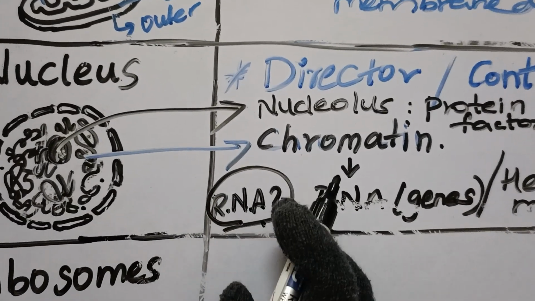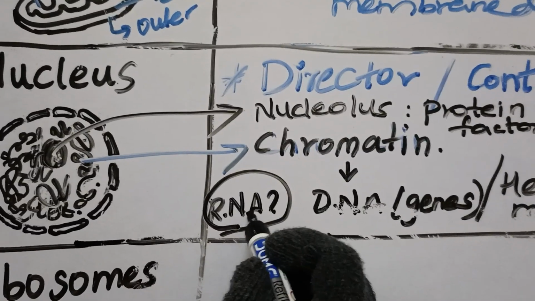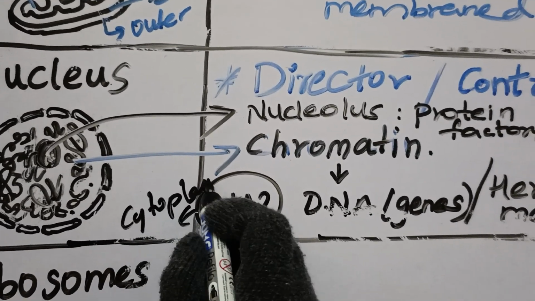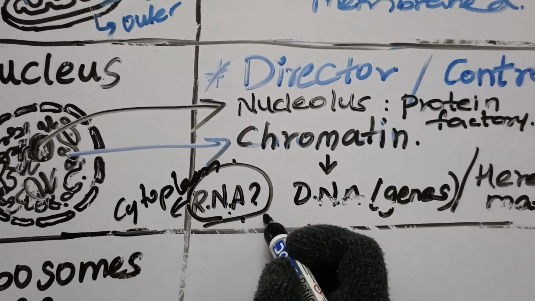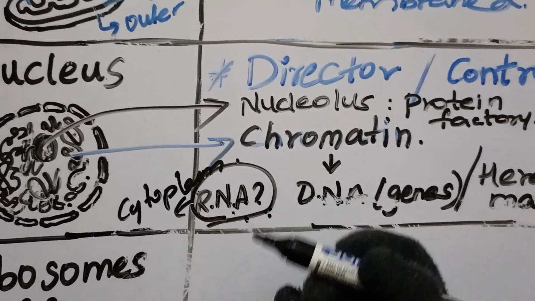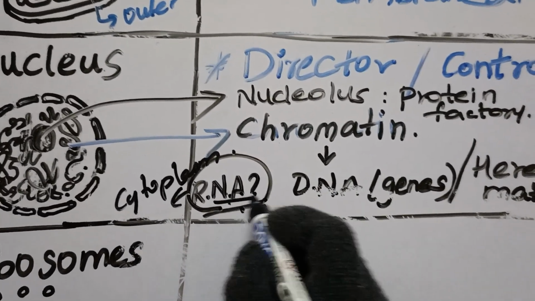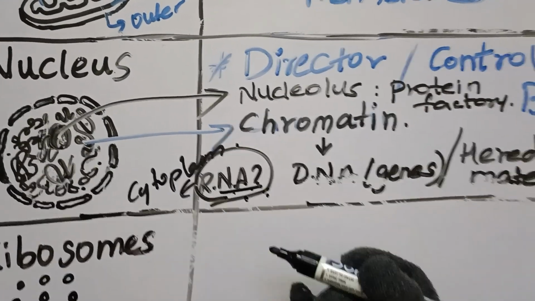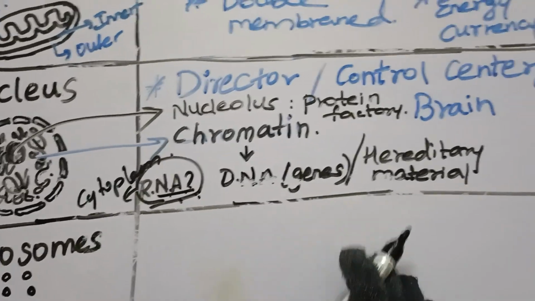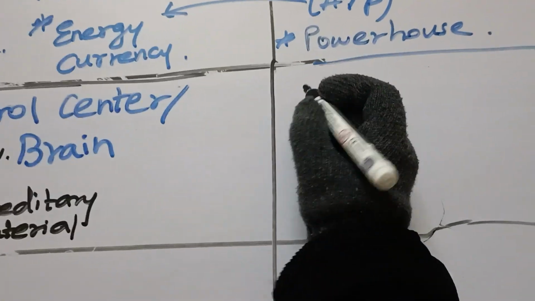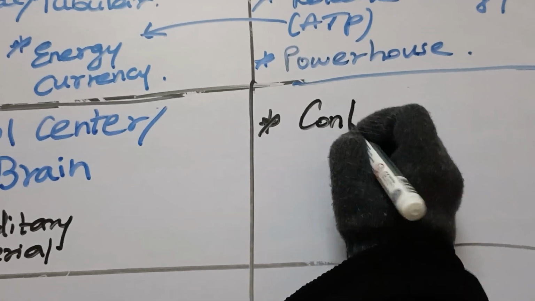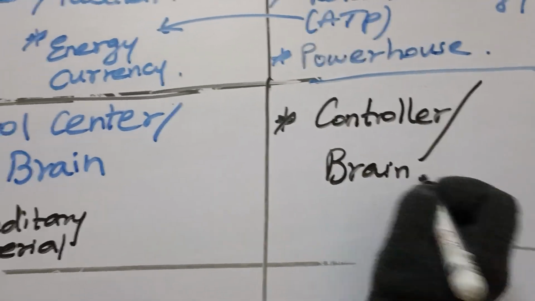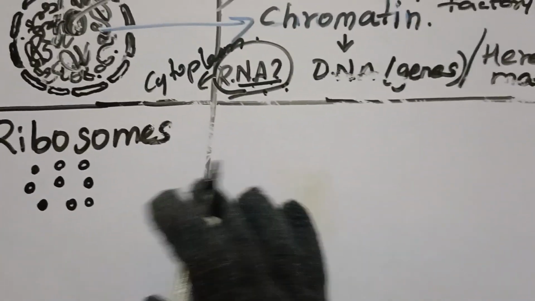Then what about mature RNA? Mature RNA you will find in cytoplasm, and one more, you will also find them in ribosomes. Clear? So RNA locations are: it is present in nucleolus, in nucleus, in cytoplasm, and even in ribosomes. Clear? So talking about the chief function of nucleus, it is the controller of the cell or brain of the cell. Moving ahead to the next one, that is ribosomes.